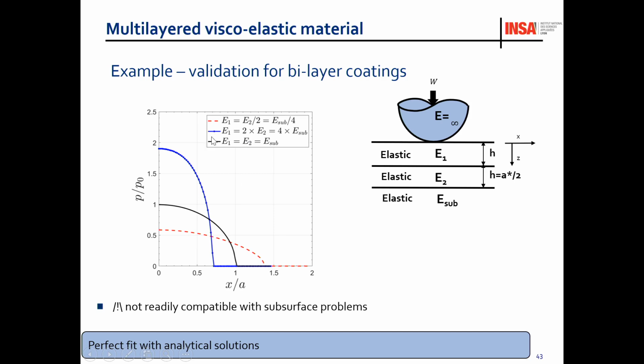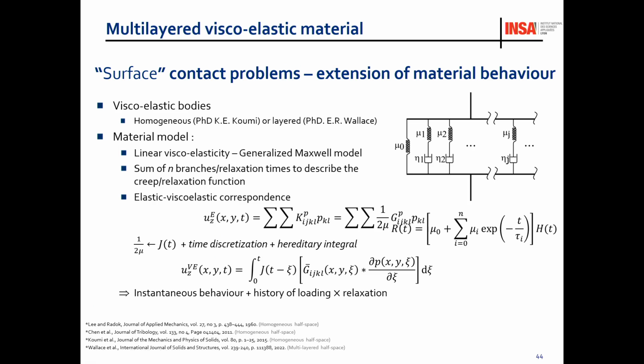And this is the opposite for the blue curve. When you go deeper, the material is stiffer. Then 2 times for the second layer and 4 times for the substrate. Then, okay. Although it's possible to use, like that, I say, Prony decomposition.